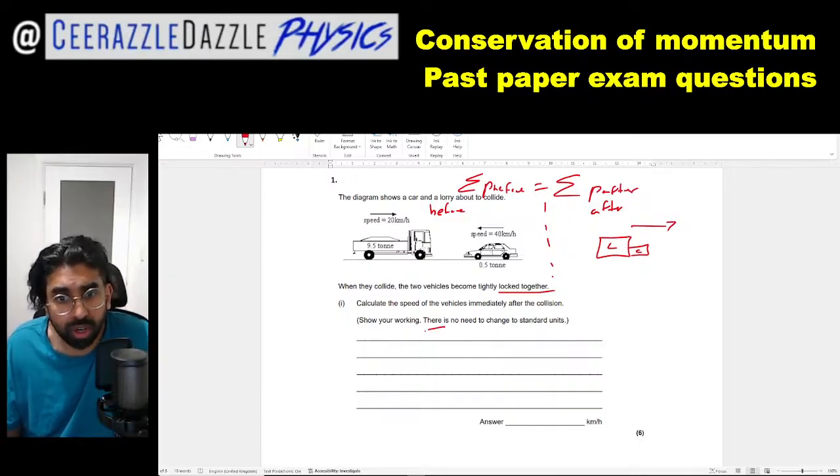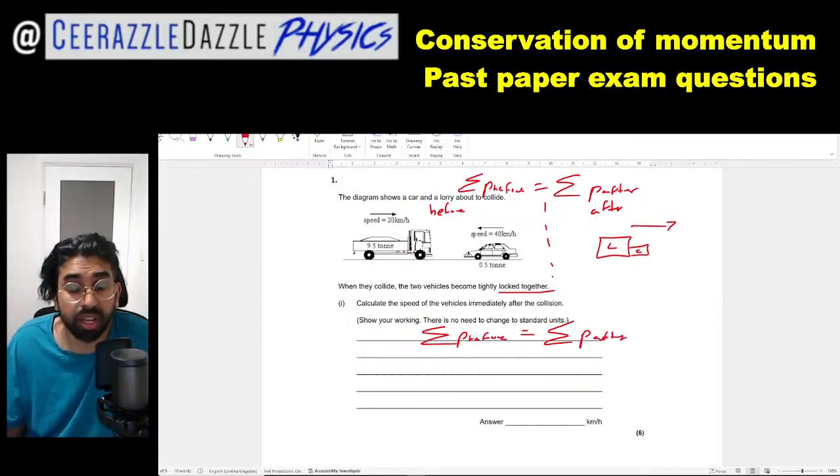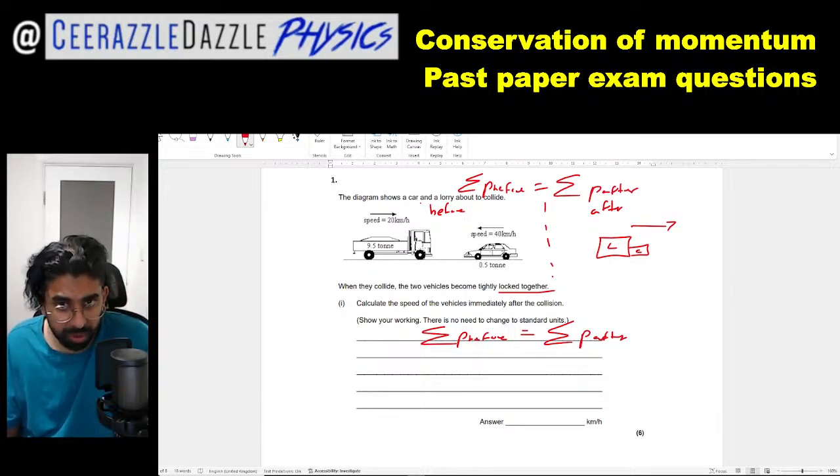Now we can start to tackle the problem. We know that the total momentum of the system before will be equal to the total momentum of the system afterwards. Don't forget, p stands for momentum. So the momentum before is equal to the momentum afterwards. They've stuck together afterwards. Our formula for momentum is p equals m times v.